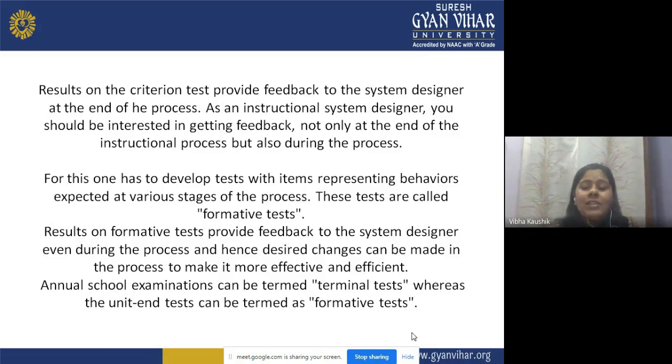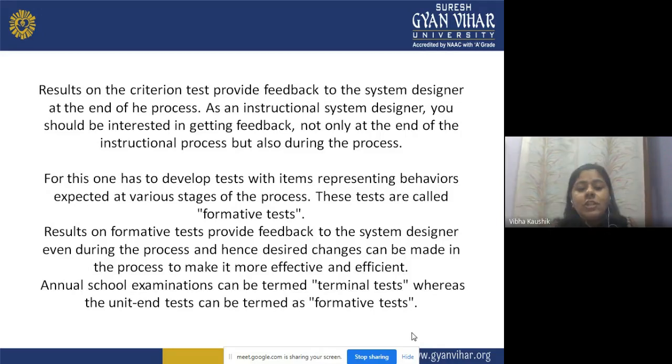during the process, I will ask some questions to you and you will give me the answers. I will be able to know, yes, my teaching learning process is going smoothly. Hence, desired changes can be made in the process to make it more effective and efficient. For example, during the teaching learning process, I ask you some questions and you as students are not able to respond. Then what I have to do, I have to change my teaching techniques, I have to change my method. Why am I changing my techniques and methods? So that I can make my teaching effective and efficient.